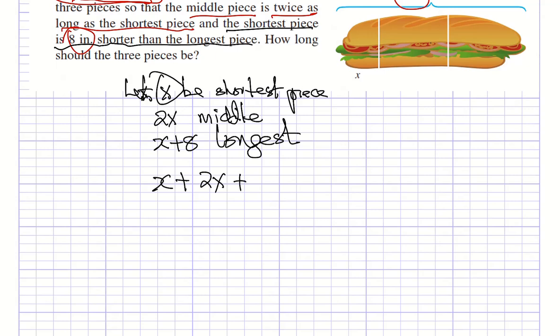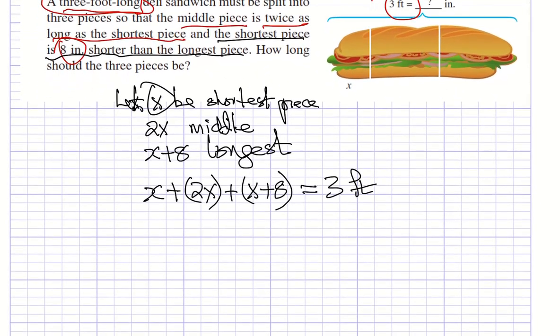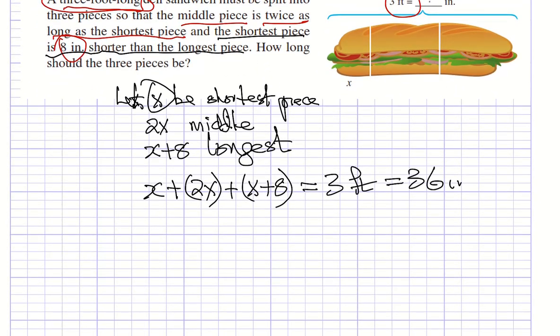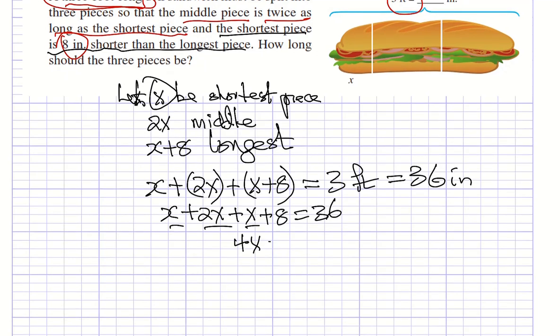Once you get that, then you form the equation: x plus 2x plus x plus 8. You can do it like this, that way you can see it clearly. It equals 3 foot. That's what it's saying. Let's work with inches. We'll call it 36 inches because everything is in inch. So the left side has x plus 2x plus x plus 8 equals 36 inch. Combine all the x, and it becomes 4x plus 8 equals 36.